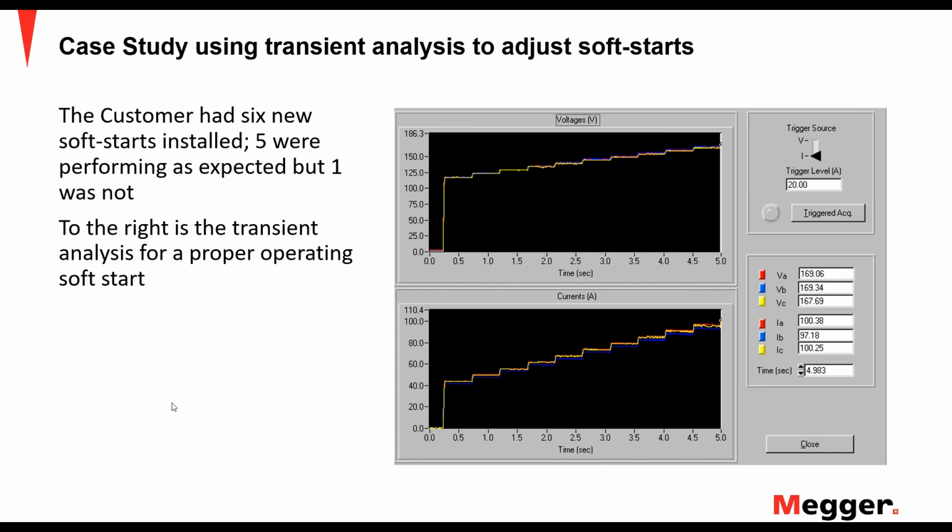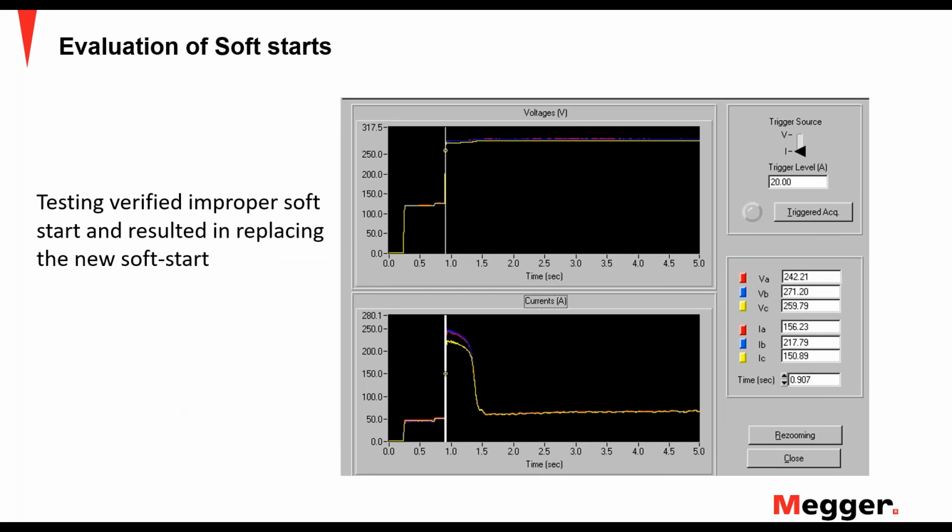However, 5 of them looked like that. 1 of them looked like this one, where we see that step up, but then bam, our voltage goes full, causing a across the line start. Basically, we have the high inrush current at this point, and it's actually imbalanced. So they had quite a bit of problem there with that soft start. They were able to take this data to the manufacturer and get a replacement for that soft start.